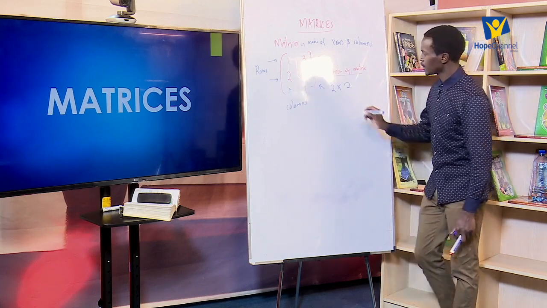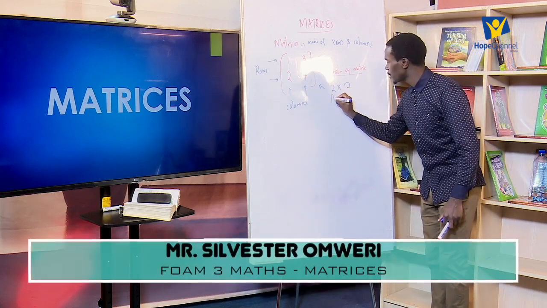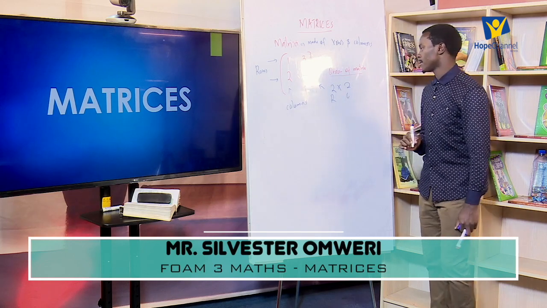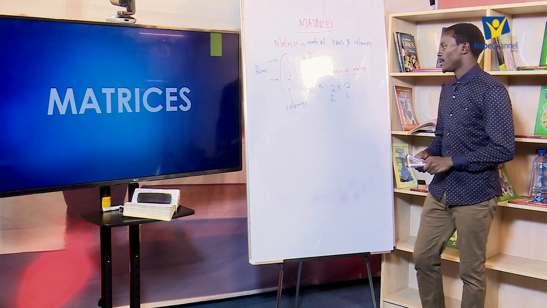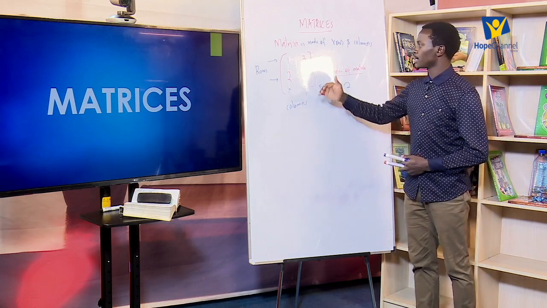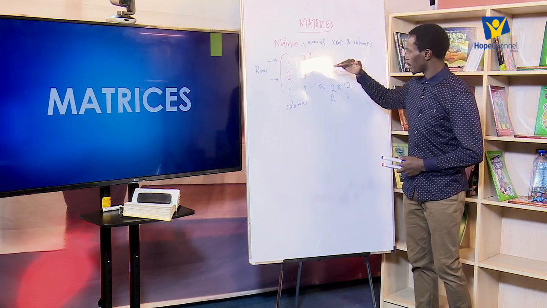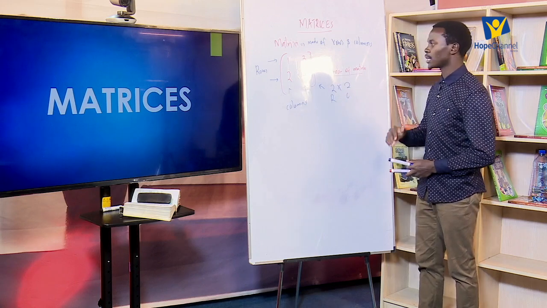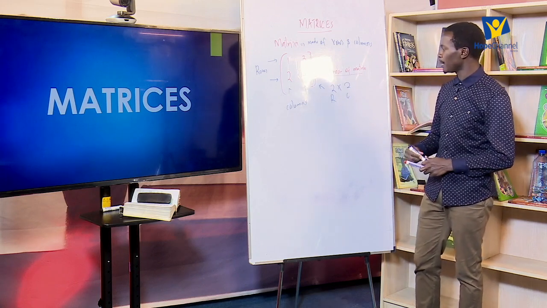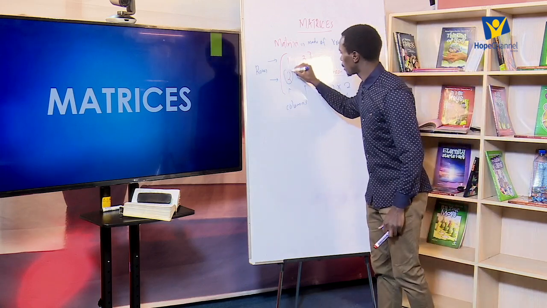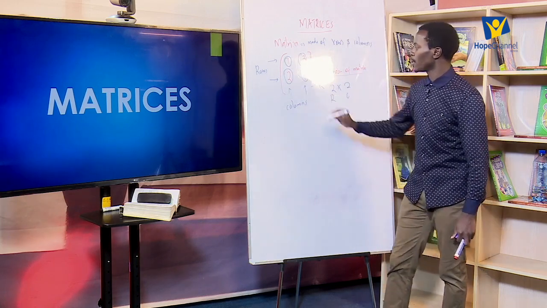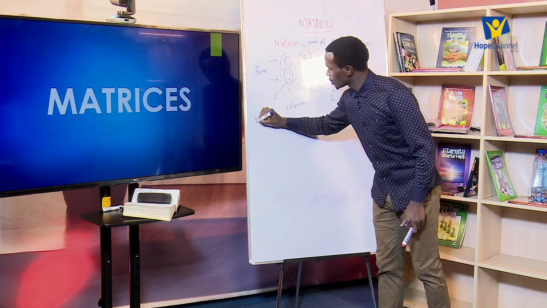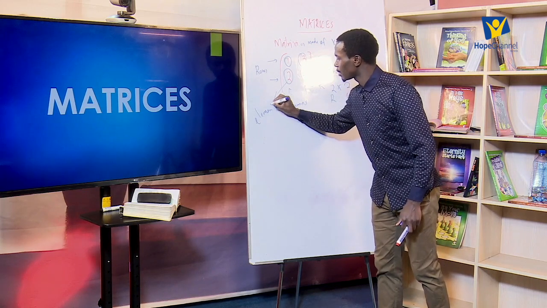Which one comes first? We write rows first, and then columns. Now, the numbers that occupy the rows and columns at their respective positions, we call elements. For example, the circled parts of this matrix, we call them elements of the matrix.